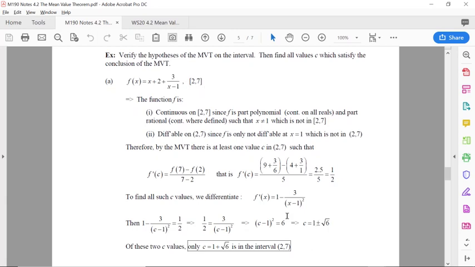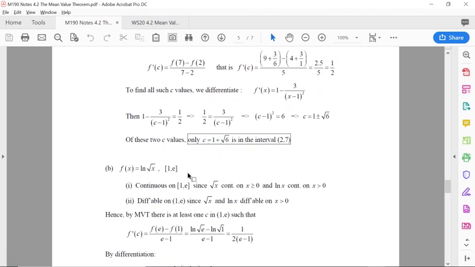Now the other value of c we found from this equation is 1 minus root 6. Again, you can check with your calculator. If root 6 is between 2 and 3, then 1 minus root 6 is less than negative 1. It's between negative 2 and negative 1. And a number between negative 2 and negative 1 is outside of this interval. So we don't want to include that other value of c for this particular exercise. It's not in the interval of interest.